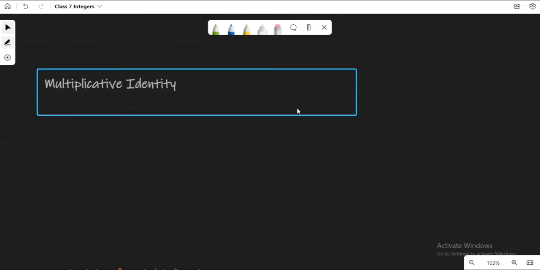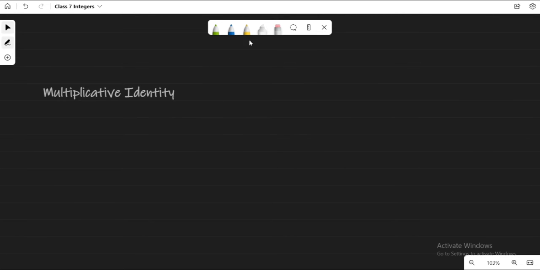Yes, multiplicative identity. We have learned in the earlier video about additive identity. The additive identity stated that when we add something to a number, we get the answer as the same number, which means that the identity of the number doesn't change by adding. And we learned that the additive identity is 0. Now let's know about multiplicative identity.